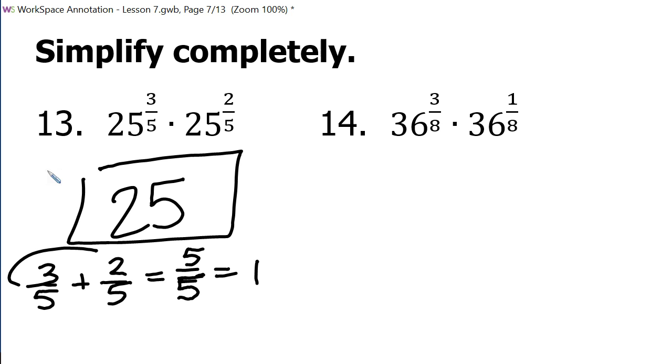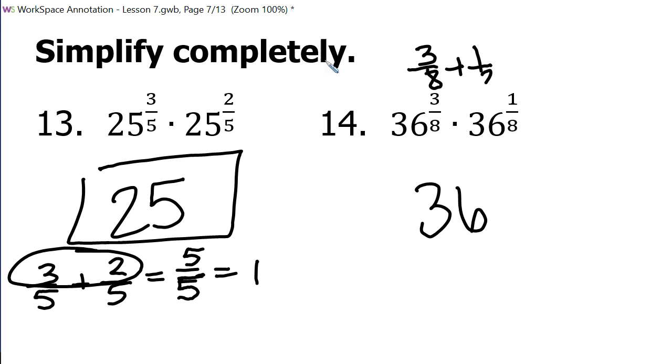Okay, number 14. We're multiplying and the bases are the same, so keep the base the same. If you try to multiply 36 times 36, it's going to be a huge number, so don't do it. The base stays the same. Now for the exponents, when you're multiplying, what do you do with the exponents? Add them. So I need to add 3/8 plus 1/8. So the denominator stays the same. Add your numerators together. 3 plus 1 is 4, but 4/8 simplifies to 1/2. So this is 36 to the 1/2 power.